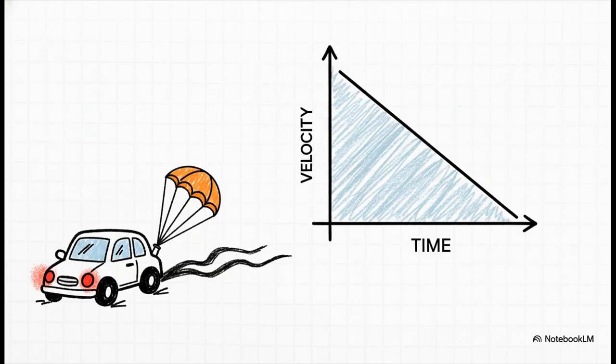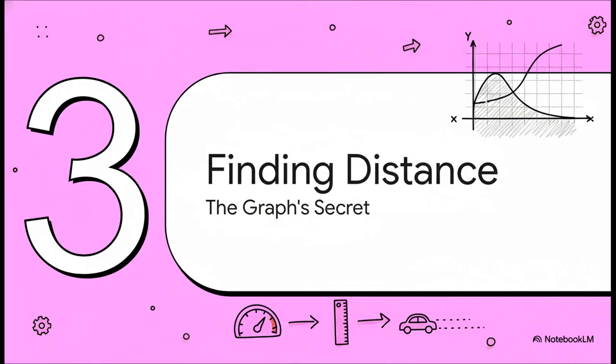And of course, if you can speed up, you can also slow down. When an object is slowing down at a steady rate, we call it uniform deceleration. On the graph, this is shown by a straight line that slopes downwards. A downward slope simply means that the velocity is steadily decreasing over time, like when a driver applies the brakes smoothly. All right, velocity time graphs are great for understanding acceleration, but they have another secret.